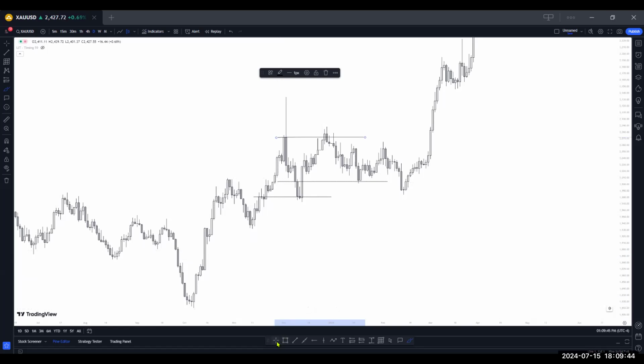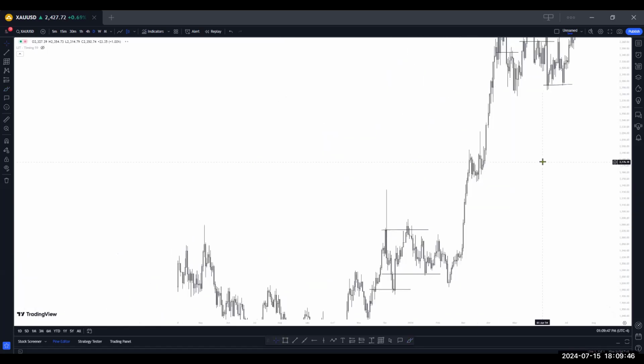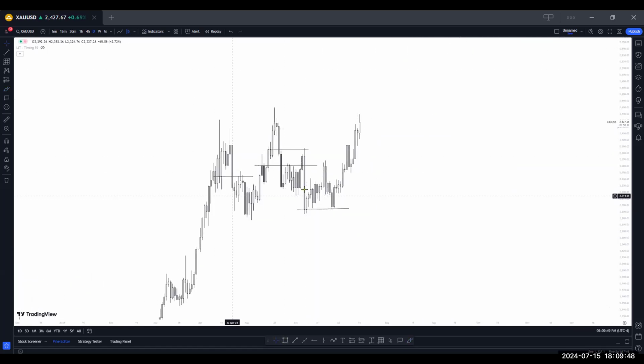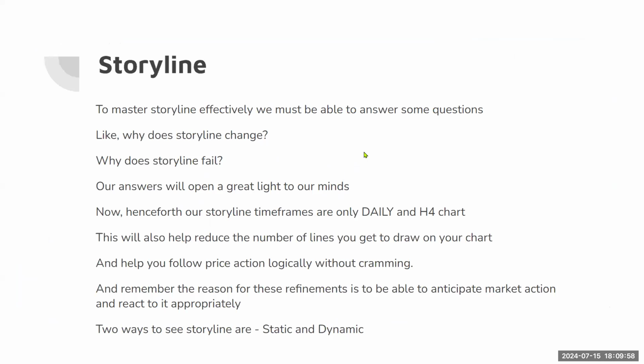So it means that when people get confused about storyline, there is something about the daily chart they don't understand. So for the purpose of this refinement class, we're going to do away with the weekly chart completely. To master storyline effectively, you must be able to answer questions like why does storyline change? Why does storyline fail? And then our answer is going to help us. So henceforth, our storyline time frames are only the daily and H4 chart.